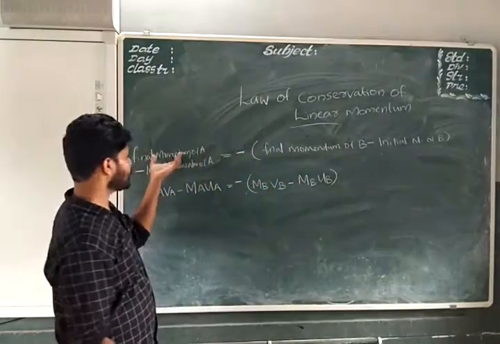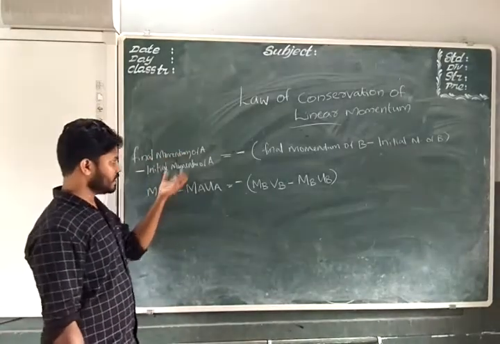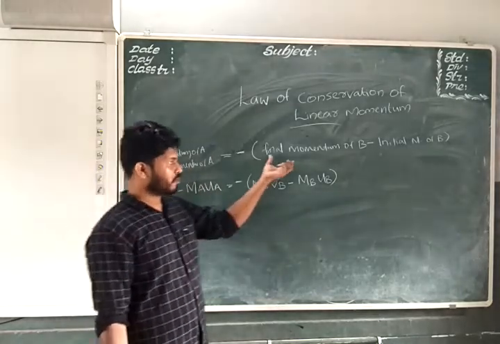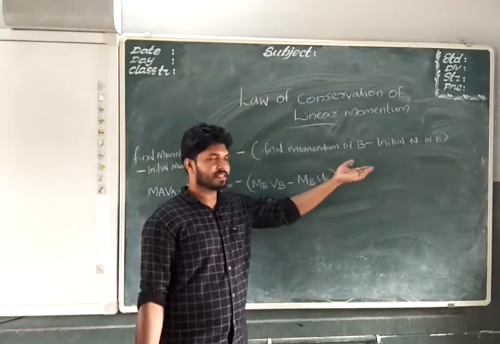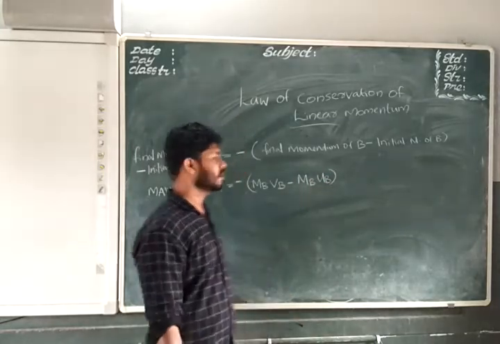So what is final momentum? MV, that is MA VA. Initial momentum is MU, that is MA UA. Final momentum of B, MV, becomes MB VB. As in the case of B, initial momentum MU becomes MB UB.